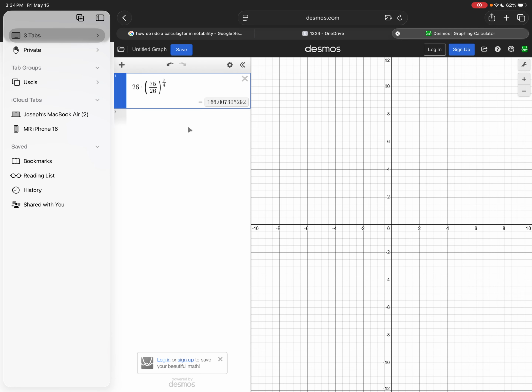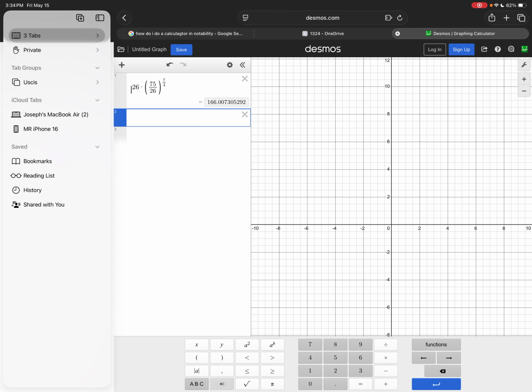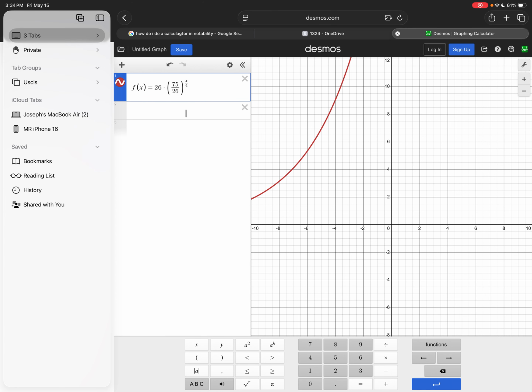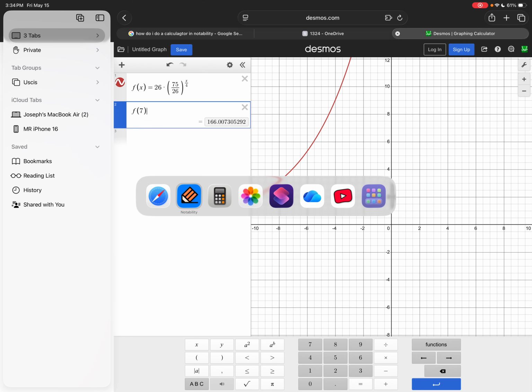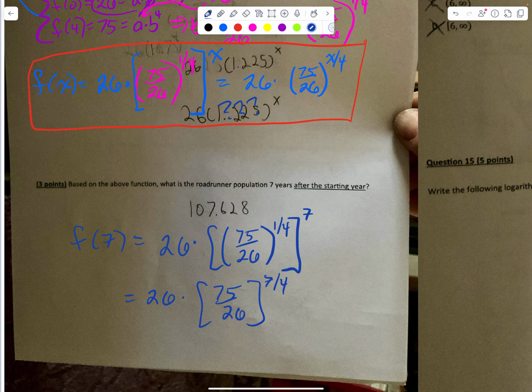What you should do when you're doing this stuff is do this instead. f of x equals. By the way, you have the whole formula. Now if they ask a question, you can just do this. 166.00. Now you take off one.